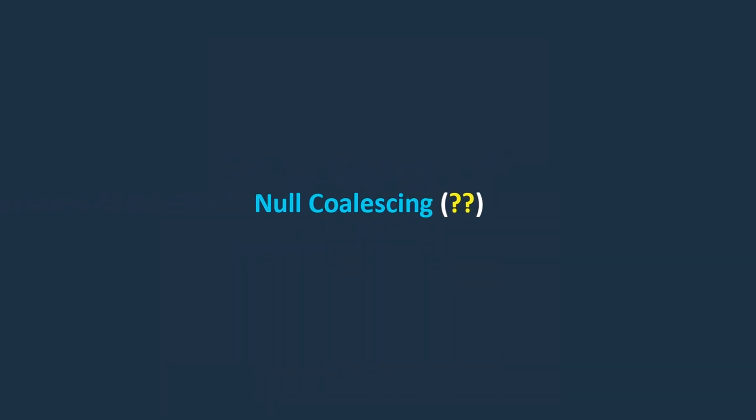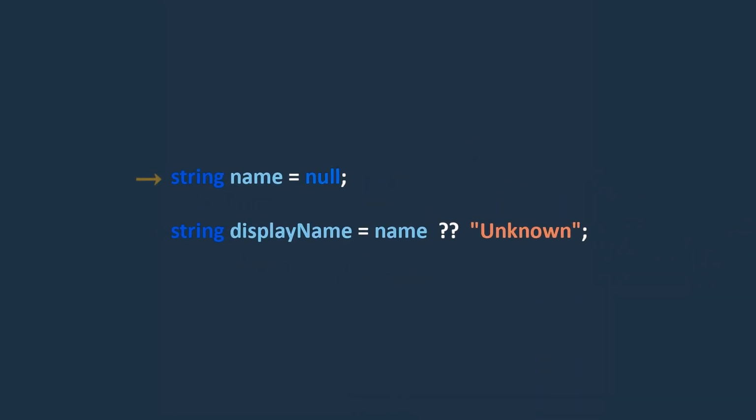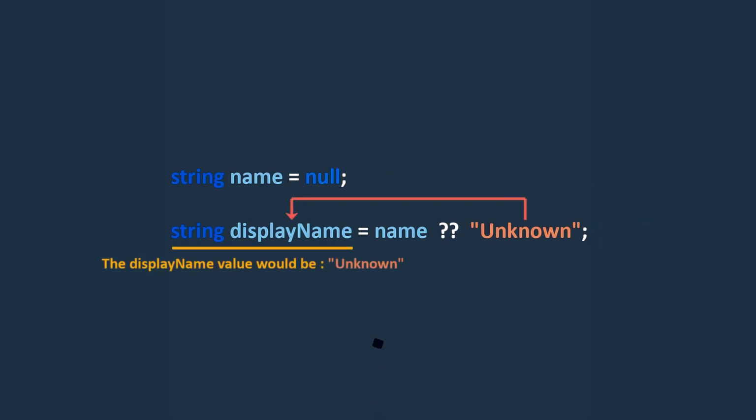Alright, let's continue. The null coalescing operator lets us set a default value or an alternative expression when a value is null. This is the syntax of the null coalescing operator. Here, the nullable value is something that might be null, and default value is what we use if nullable value is null. To better understand, let's show you some examples. In this one, the name variable is assigned a null value. When we use the null coalescing operator, it checks if the name variable is null. And since the name variable is indeed null, the value unknown is assigned to the display name variable.